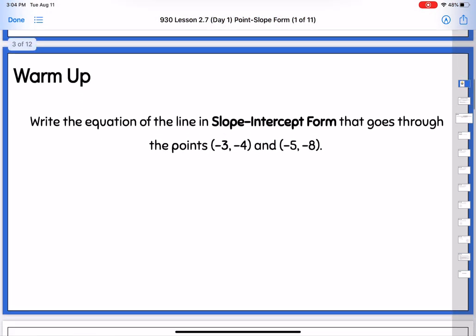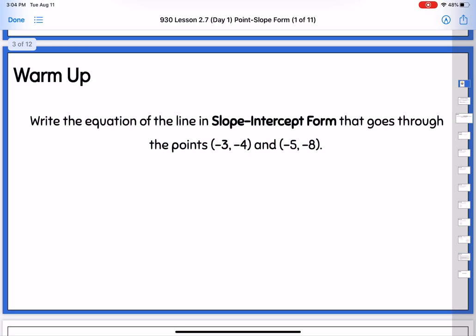So before we get into that, though, our warm-up is a little review of some things that you did for quite a while before the quiz. So this one says, write the equation of the line in slope-intercept form, regular old slope-intercept form, that goes through the points (-3, -4) and (-5, -8). So if you haven't tried this warm-up yet, go ahead and pause the video and take a shot at it.